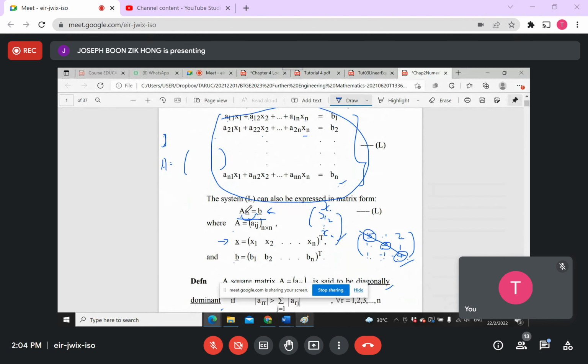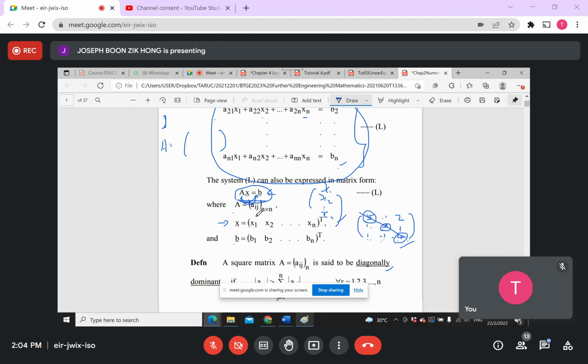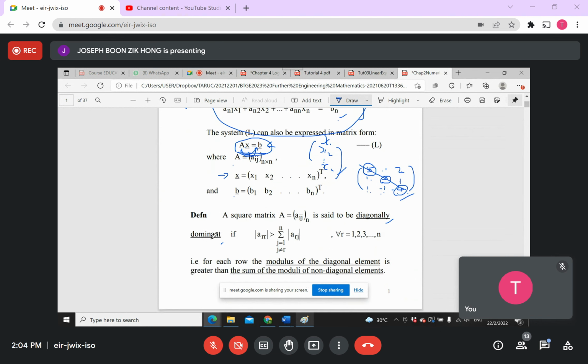Now you have the system. If you want to find the x, the easiest way is you move your A to the back, become A inverse. But sometimes it's very difficult to get the A inverse in some matrices, so we have numerical ways to solve it. But before we proceed to the numerical way, we have a look at what is diagonal dominant.